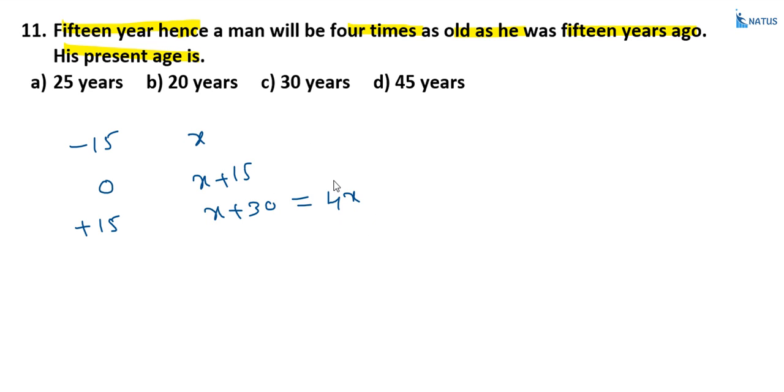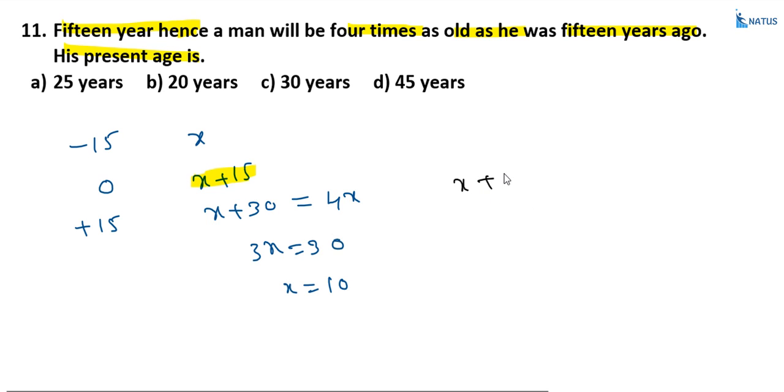Now, we will equate these two equations. Then we will get the answer. Here, 3X is equal to 30. What is the value of X? X is equal to 10. Now, what is the question? Present age. What is the present age? That is equal to X plus 15. So that is equal to 25 years. Option A is the correct answer.